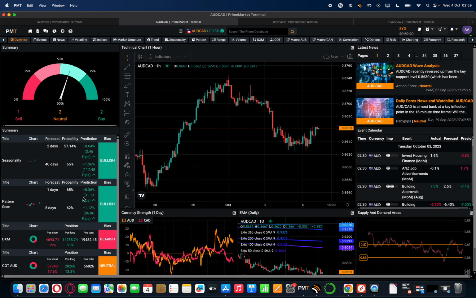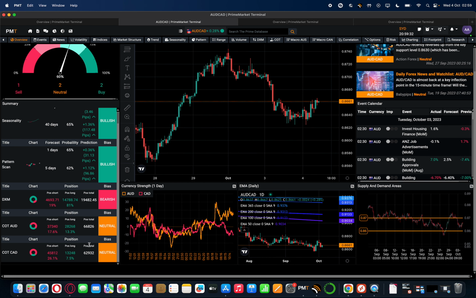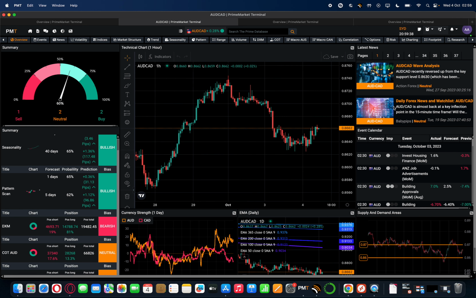The pattern scan, we're still going to talk about that. DXM, which is the DOM market index, and COT, which is the smart money index, is showing you that we are neutral. And we have the currency strength right here. Here at the right side, we have the news, where you can read about the news on each currency. All right, and we have the economic calendar right here. We have the supply and demand area. So this is just a general page, a summary page on everything.